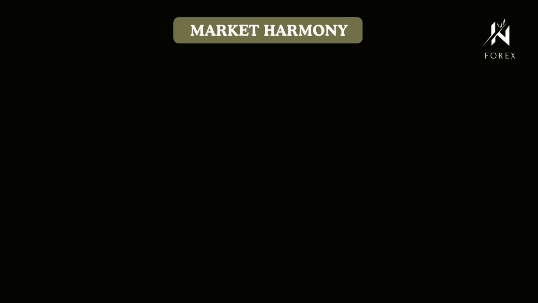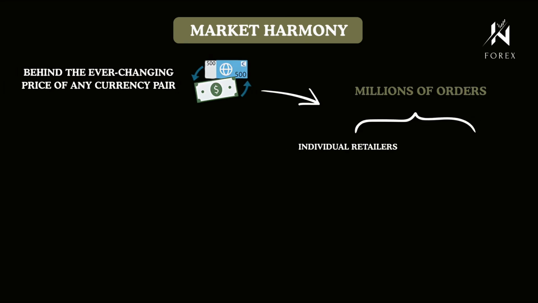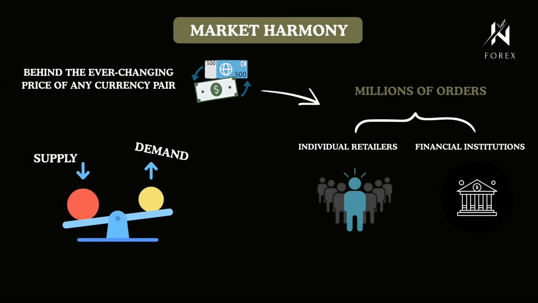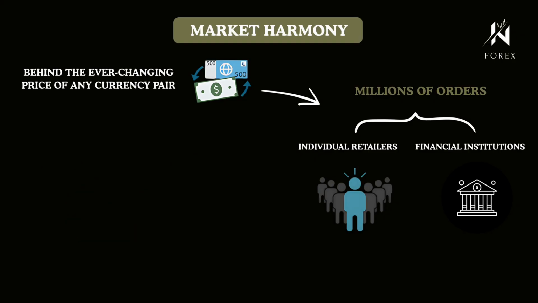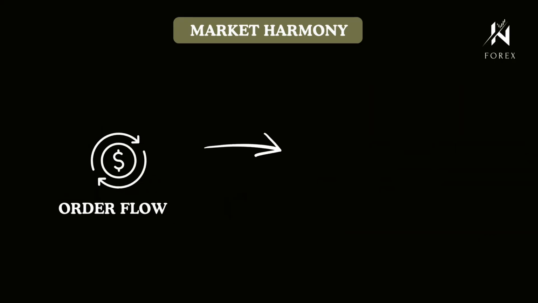Across any currency pair, millions of trades are carried out by a wide array of market participants, from individual retail traders to major financial institutions. This trading activity leads to imbalances in the supply and demand of the currency pair. These behaviors and levels of participation also shape the overall order flow within the market, which is what prints the price action on our charts.